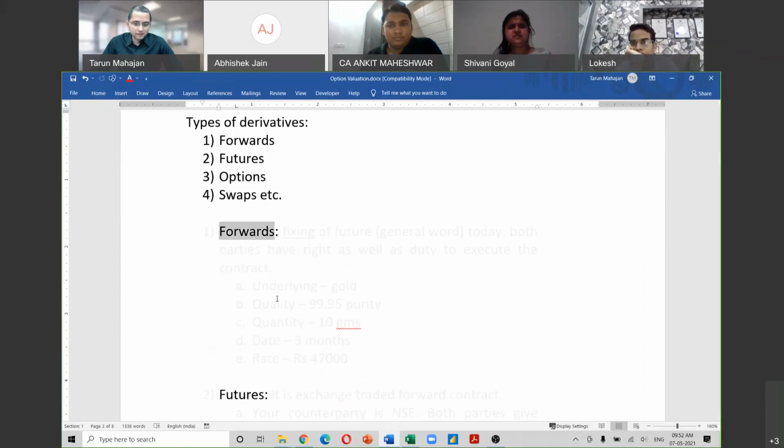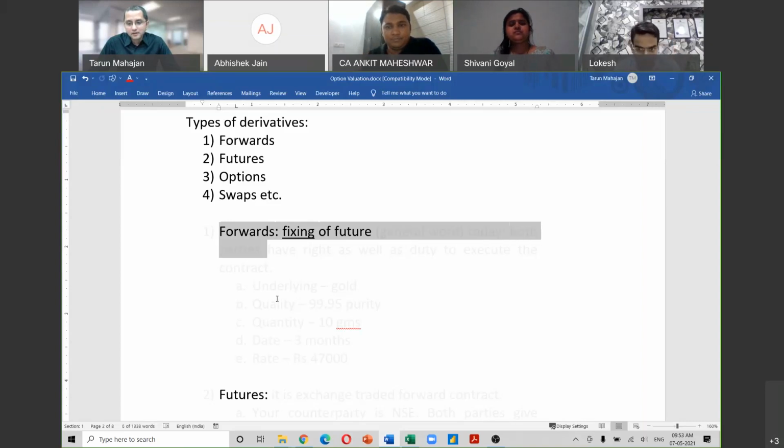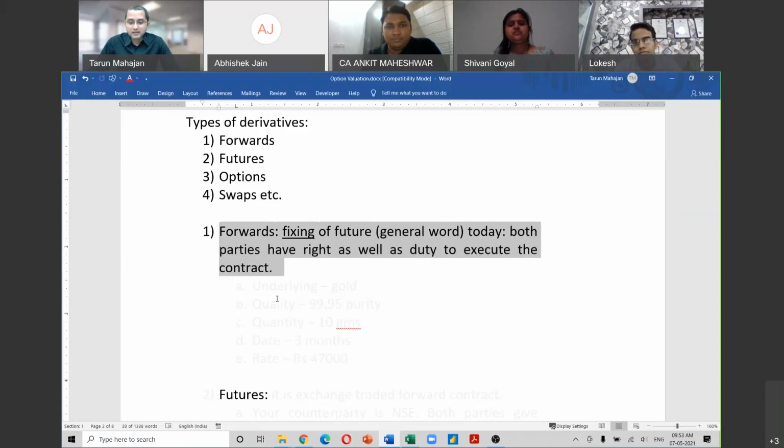What is a forward contract? Forward is nothing but you're fixing your future today. You can enter into a forward contract with IBBI that they will declare you a valuer in your first attempt of examination. They don't do such types of contracts. But forward means you decide something today, that whatever happens in the world, mine will be what I have decided today. So what is a forward contract? It is fixing of future. Fixing the future today. Both parties have right as well as duty to execute the contract.